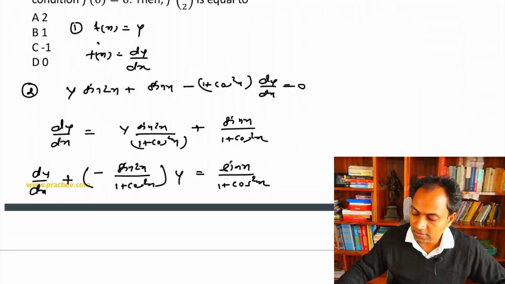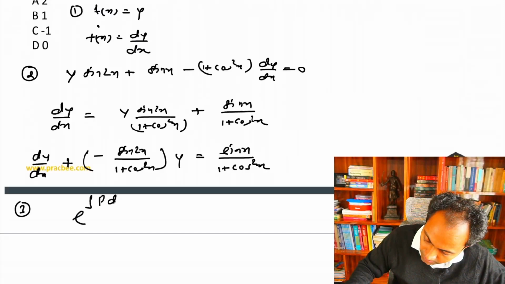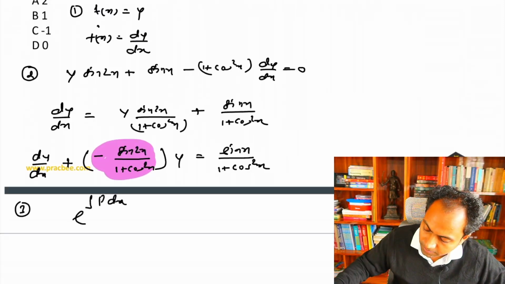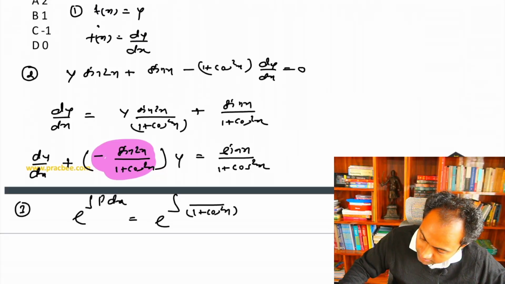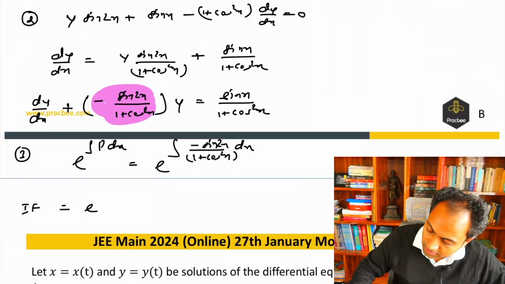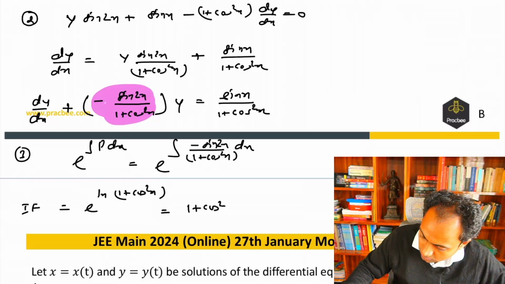Now, once we have this, in the third part, we can find the integrating factor. It is e raised to the power integral of p dx. So, this part needs to be integrated. Now, what is the specialty about this part? Whatever is written in the denominator, that is 1 plus cos square x, its derivative, that is minus 2 sin x cos x, that is minus sin 2x dx, is given in the numerator. So, we will be very easily able to write this integrating factor as e raised to the power ln of 1 plus cos square x. That in turn becomes 1 plus cos square x.